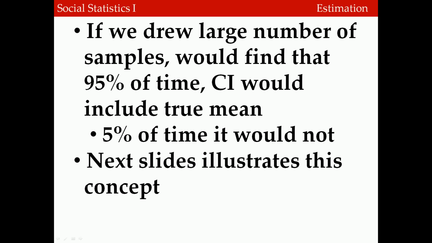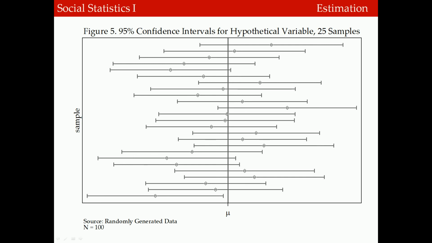Now, if we drew a large number of samples, we would find that 95% of the time the confidence interval would include the true population mean. However, 5% of the time it would not. The next slide illustrates this idea. This figure shows us 25 different hypothetical samples, each with a 95% confidence interval centered around the sample mean. These are all based on samples of size 100.